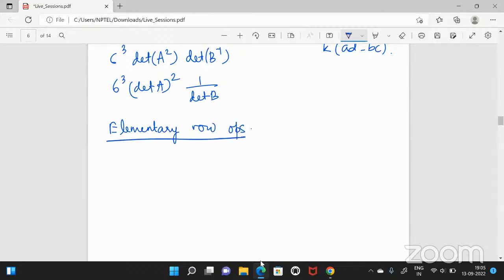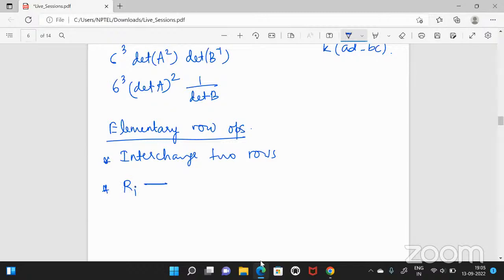Interchanging rows and columns. Row addition. Interchange of rows. Okay, then adding one row element to the other. The determinant takes a negative sign. Adding the scalar multiplication of one row to another row.